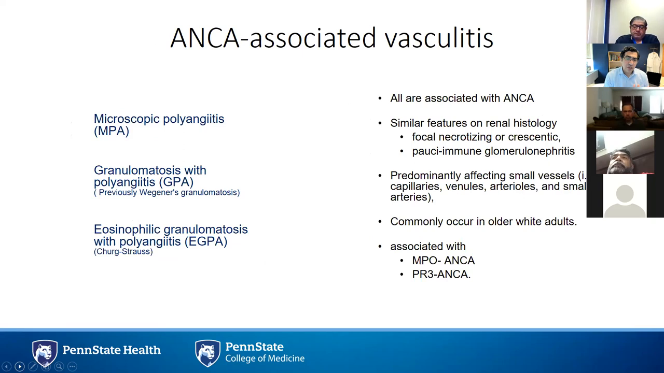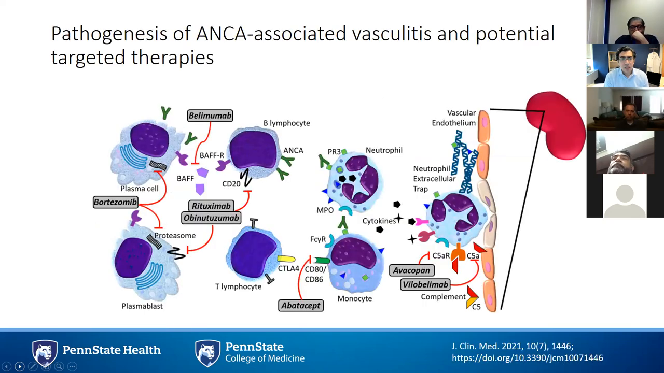Whereas the ANCA associated, as I mentioned, the three conditions, they all have ANCA. They have on the kidney, usually the focal necrotizing or crescentic GN, and this is pauci-immune on immunofluorescence, predominantly affecting small vessels. And I think commonly seen in older adults. And it's associated with specific myeloperoxidase, or anti-proteinase 3 ANCAs.